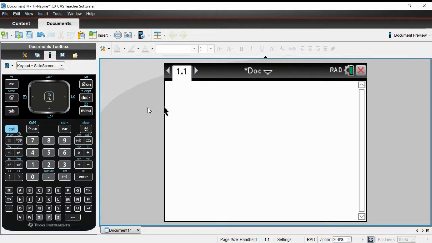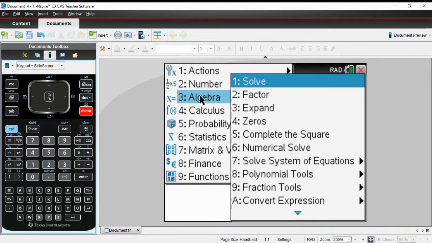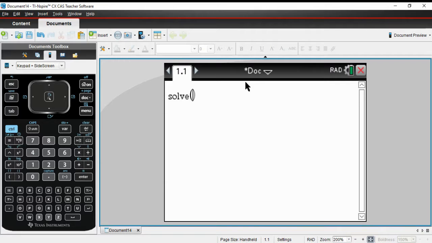In previous videos, we used the expand function. This time we're going to use something called the solve function. So I'm going to choose my menu button and again, either press number 3 for algebra, number 1 for solve, or scroll down to number 3, then across to number 1 for solve. Solve will pop up on your screen with an open bracket.